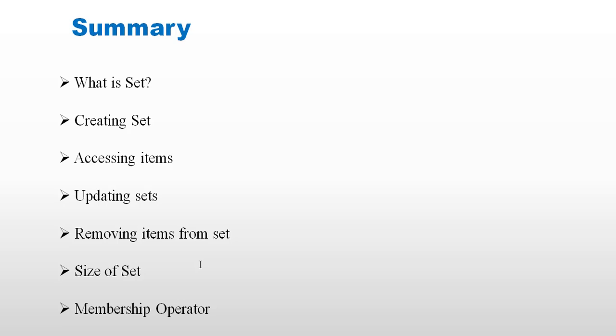And next we tried to access an item from the set and we got an error telling that set is not subscriptable. Then we moved on with updating a set. So here we used two methods. One is the update method and the other is the add method. Next we saw how to remove items from a set. So we used again two methods here. One is remove and the other is discard. We also saw how to clear the entire set using the clear method.